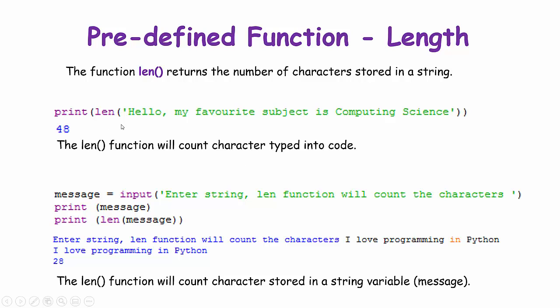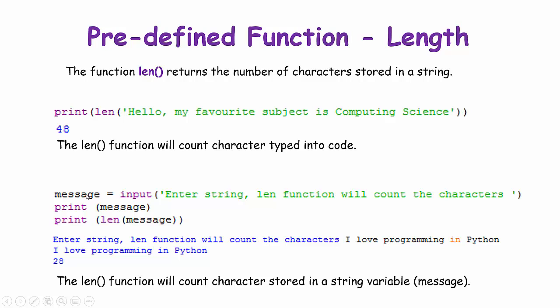Okay, so what you would have is len for length, open bracket. You might have the name of a variable that contains a string, or you might actually have a string that you've typed in. Okay, so everything here, if you count it all, it's 48. Right, so spaces, punctuation marks, numbers, they all take 1 character size.